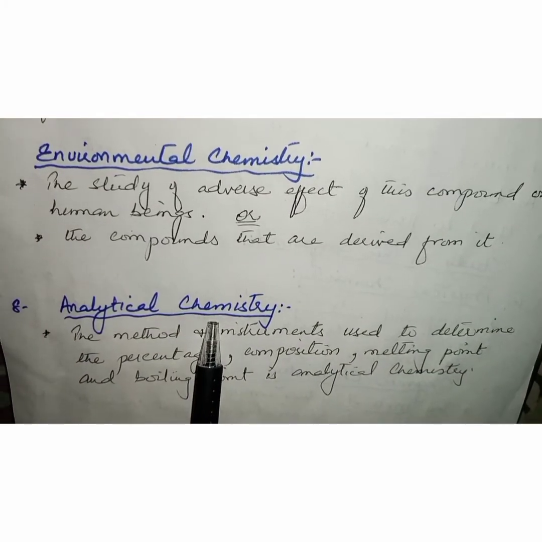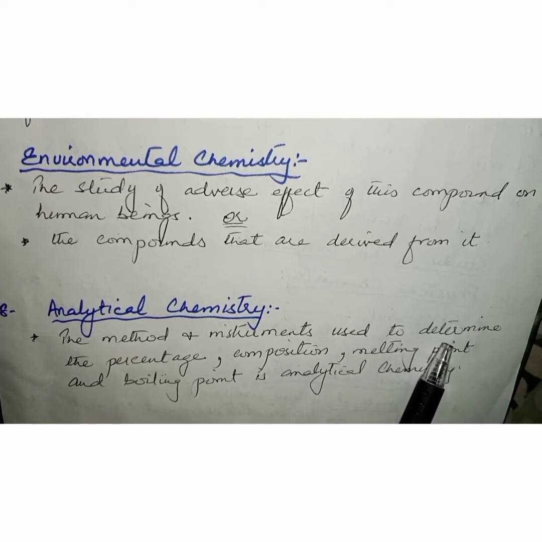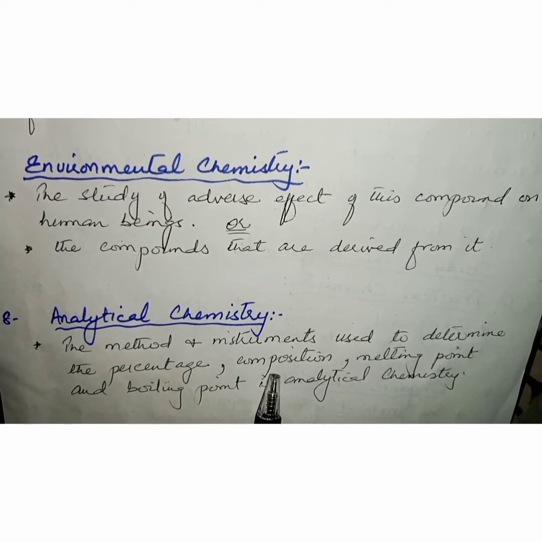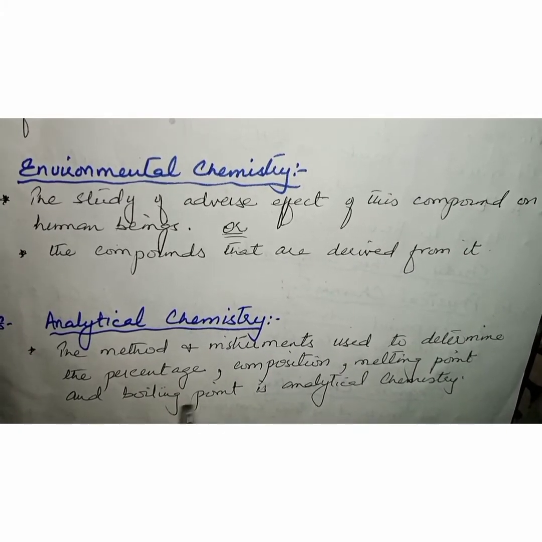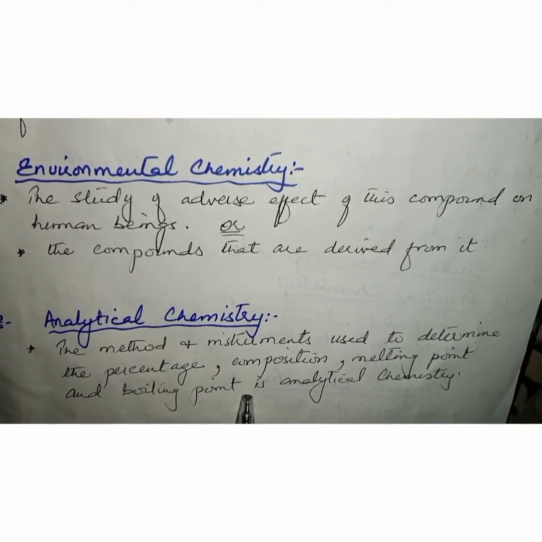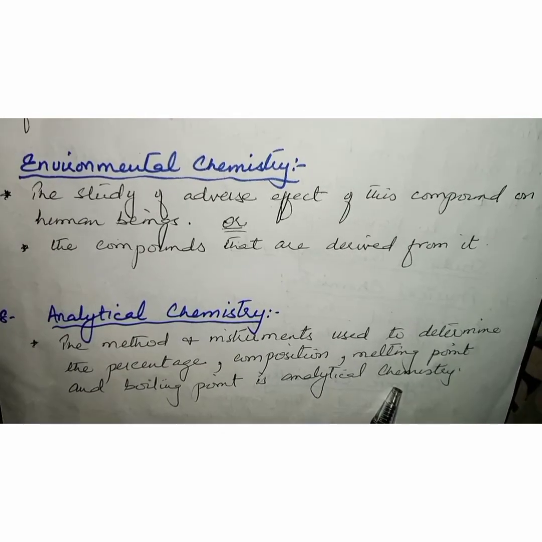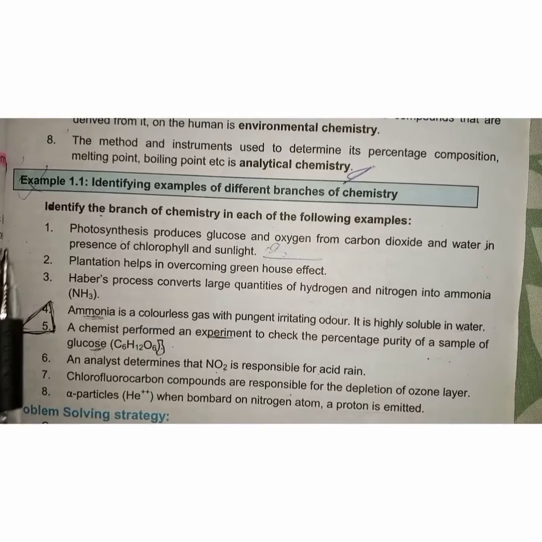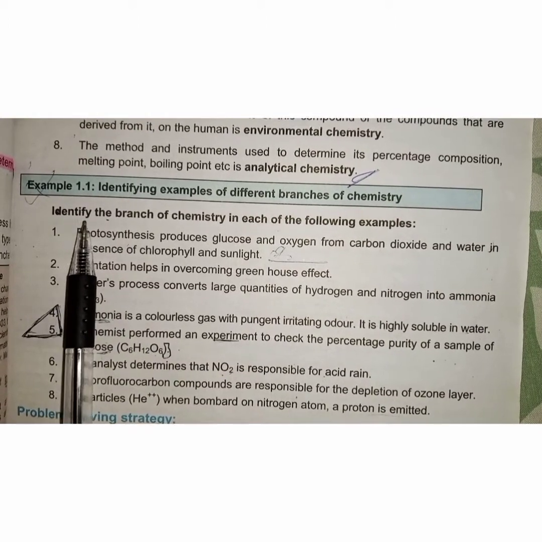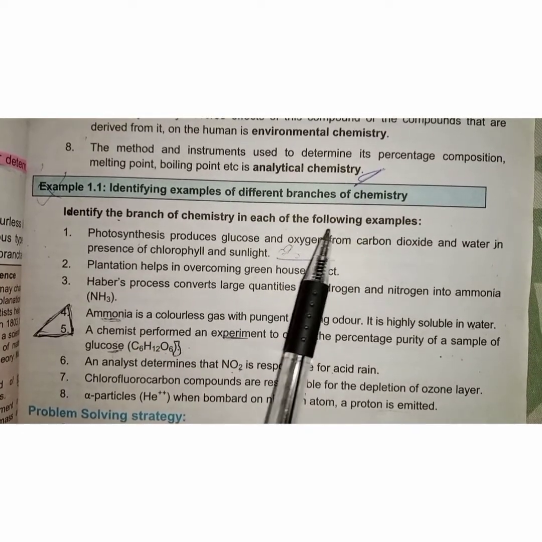Now the eighth branch with us is analytical chemistry. The methods and instruments used to determine the percentage, composition, melting point and boiling point of that compound, meaning acetic acid, is analytical chemistry. Alright students, now we are going to identify the different branches of chemistry with the help of examples.